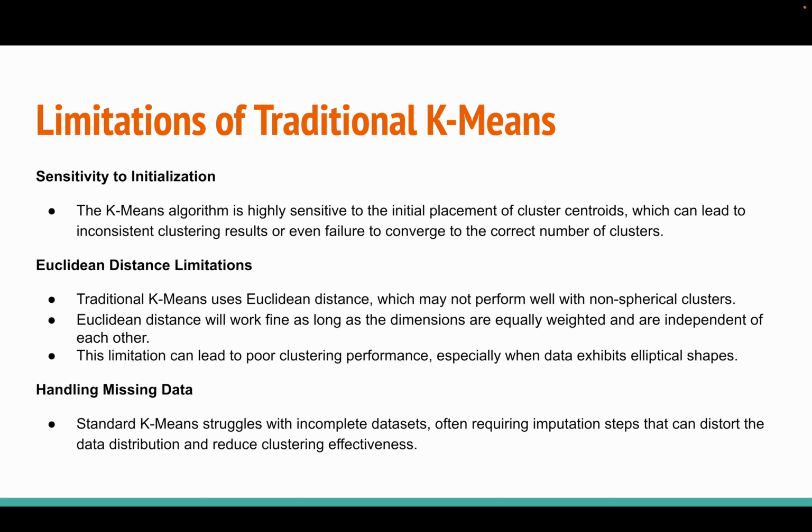Euclidean distance limitation. Traditionally, K-means uses this method to calculate the distance between two data points, which may not be very well suited for non-spherical clusters. This works fine as long as the dimensions are equally weighted and independent of each other, that means there is no correlation between the data points and the centroid. The limitation can lead to poor clustering performance, especially when data exhibits elliptical shapes.